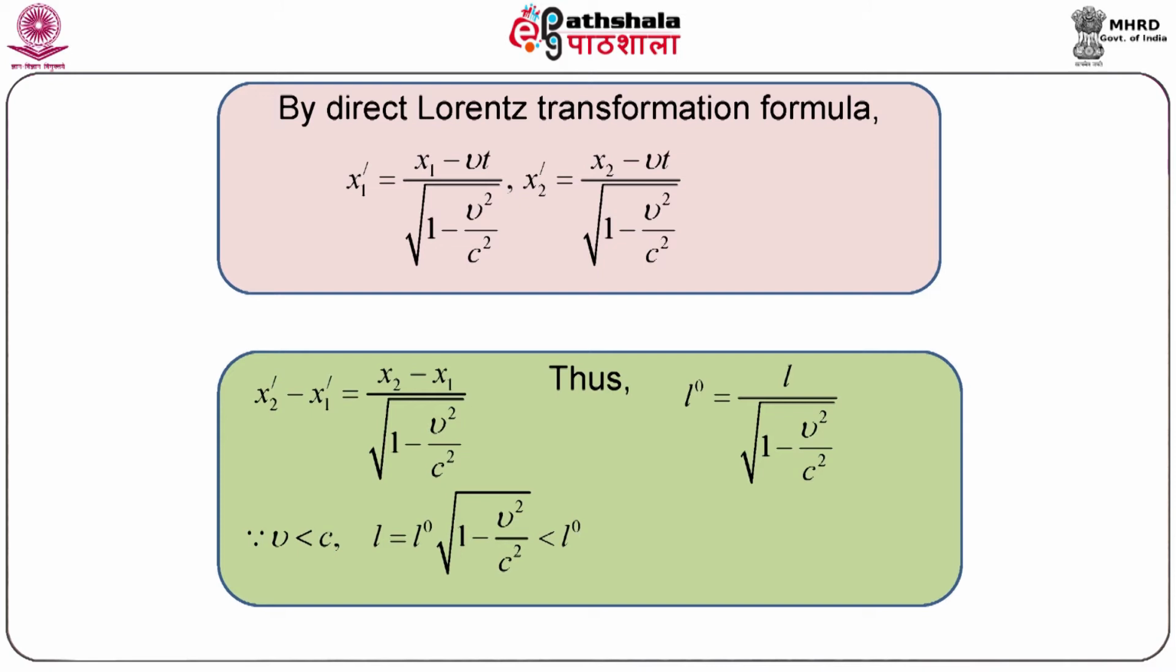Please note that both these systems are equivalent. L denotes the length of the rod in frame S, while L0 denotes the length of the same rod in frame S dash. So, L and L0 must be equal, but here it appears that L less than L0, that is, length of the rod is contracted. It appears to us.